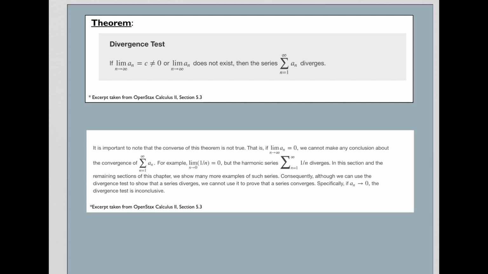If the limit as n goes to infinity of the nth term of any series equals some finite number c that is not 0, or if that limit does not exist, or is infinity or negative infinity, then the series diverges. One side note that's important is if you get a limit that does equal 0, the divergence test is inconclusive.